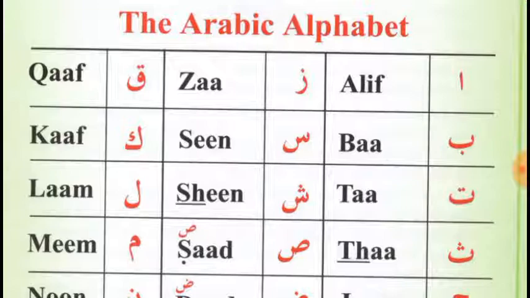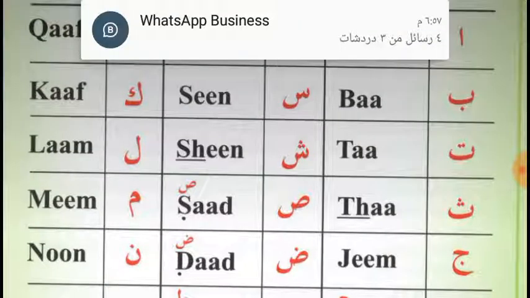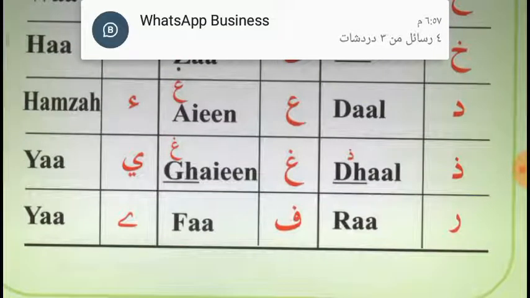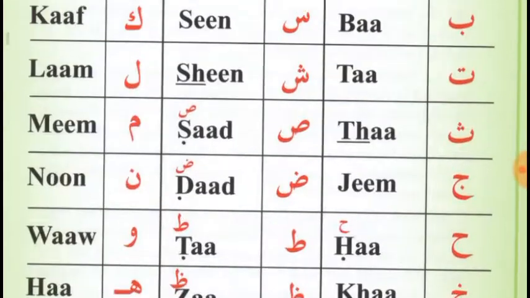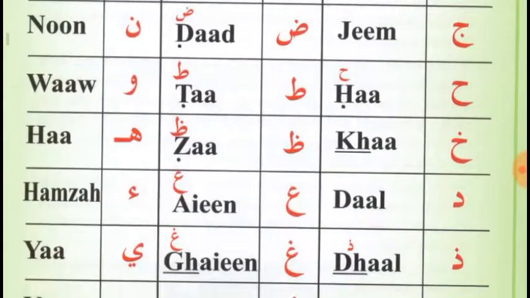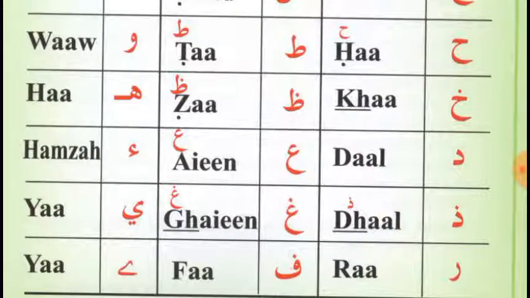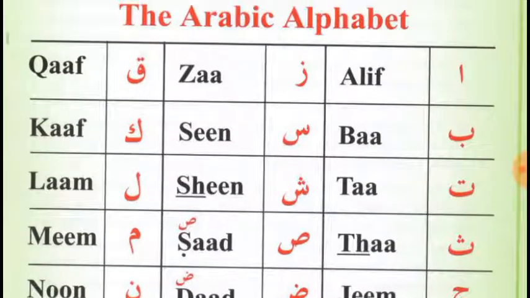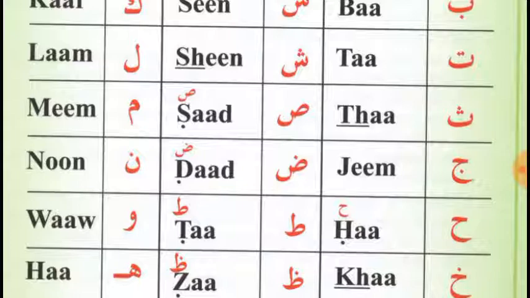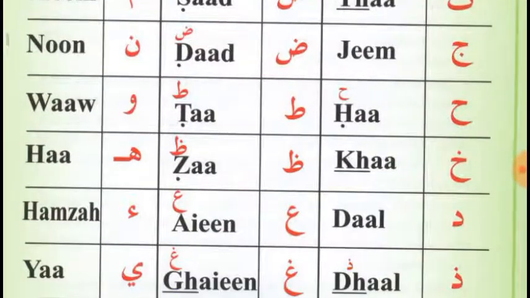Alif. Good. Ba. Ta. Good. Sa. Jim. Ha. Good. Kha. Good. Dal. Zal. Ra. Yes. Za. Sin, Shin, Sad, Dad, Ta, Za, Ain, Ghain, Fa, Qaf, Kaf, Lam, Mim, Noon, Ha, Hamza. Okay. Ya.